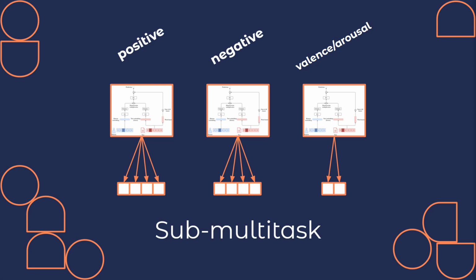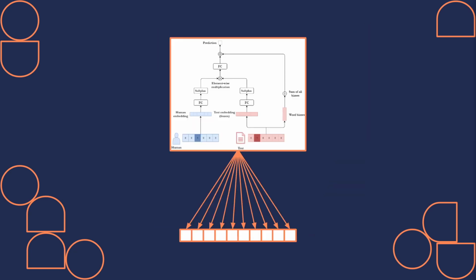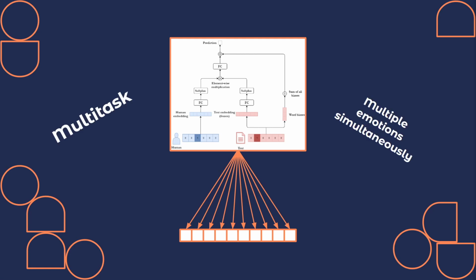Therefore, we considered a sub-multitask approach, where we grouped positive emotions and negative emotions, as well as violence and emotional arousal, into different models predicting the whole group at once. And the last approach that we thought of was multitask. That means that we have multiple emotions predicted at once from a single model.